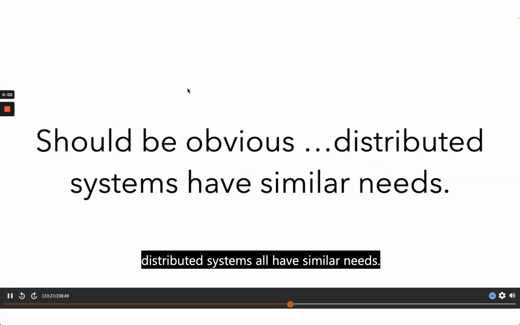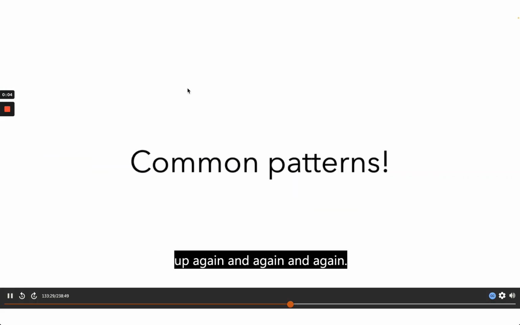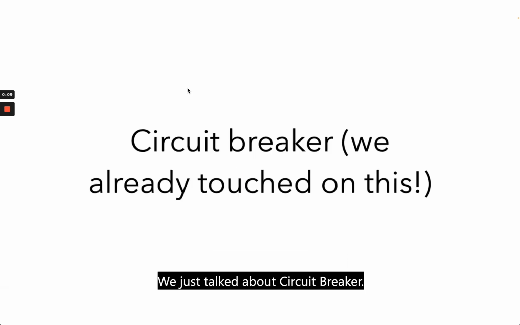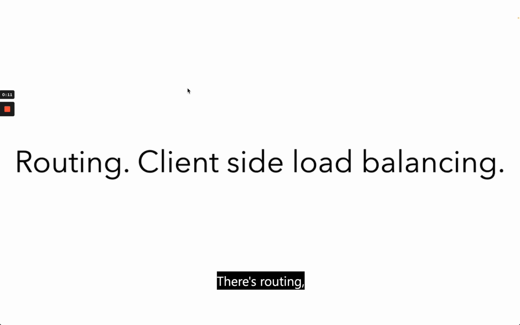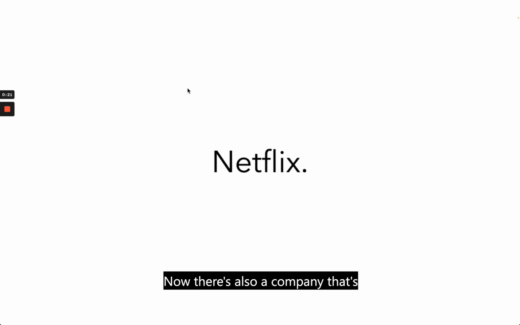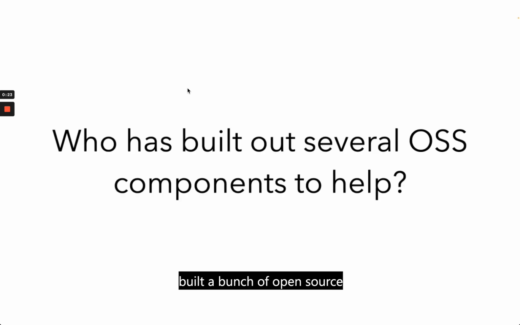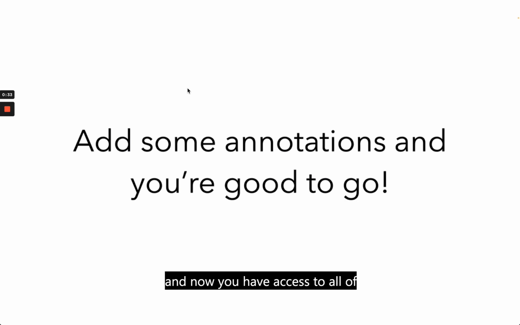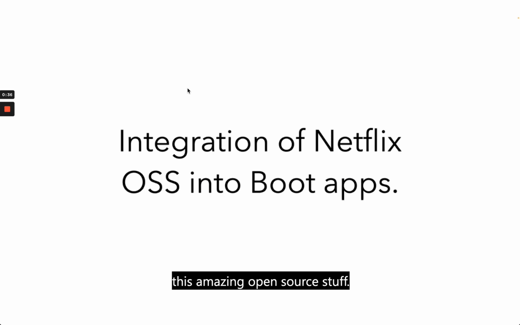All have similar needs. There's common patterns that come up again and again and again. And one of those is, of course, service discovery. We just talked about circuit breaker. There's routing. There's client-side load balancing. And it should also be pretty clear that there's companies that have a lot of experience in this, like, say, Netflix. Now, there's also a company that's built a bunch of open source components around this space, and that, of course, would be Netflix. The beauty of this, like so many things that we've talked about today, is you add in a couple of annotations, and now you have access to all of this amazing open source stuff.